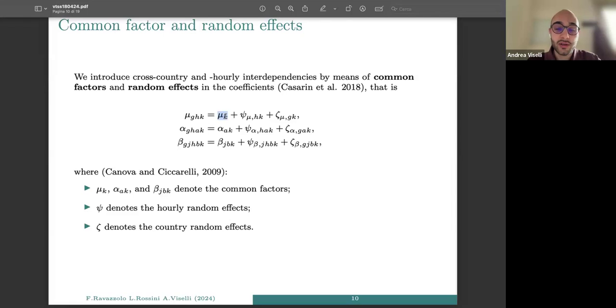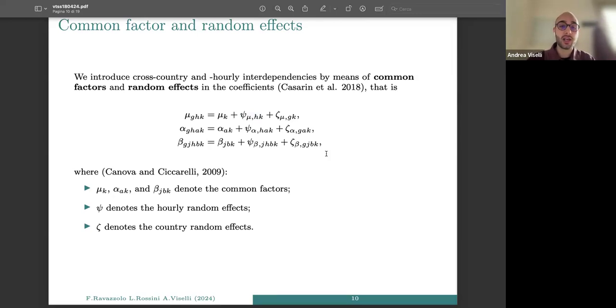This is the common factor because it is the component of a certain regime. And then the intercept is made up of 2 further components, where the first one is the hourly random effect. This hourly random effect is homogeneous across countries, but changes depending on the hour of the day and on the regime, while this Z is the country random effect. So it is homogeneous across hours, so it's the same for each hour of the day, but changes depending on the country and on the regime. This way, we are able to introduce cross-dependence in the panel very easily.